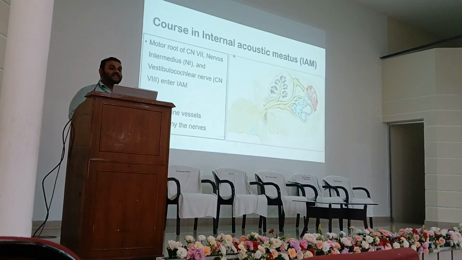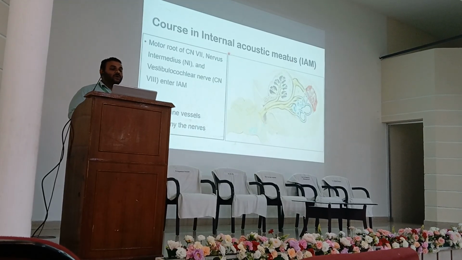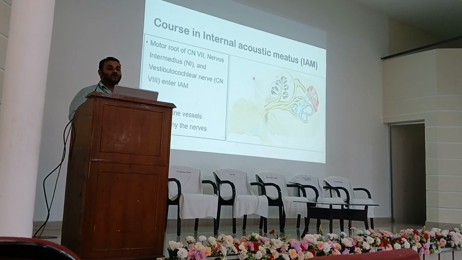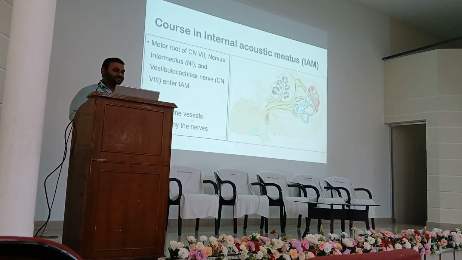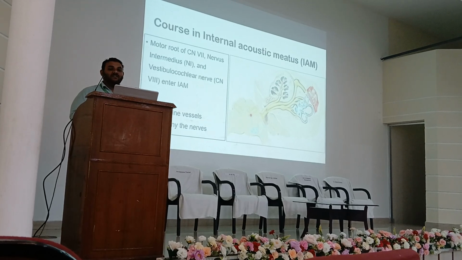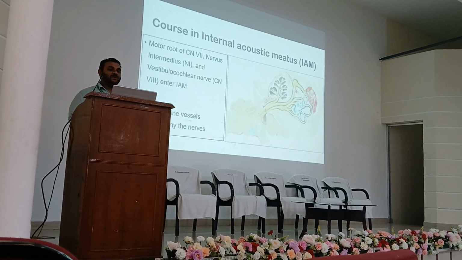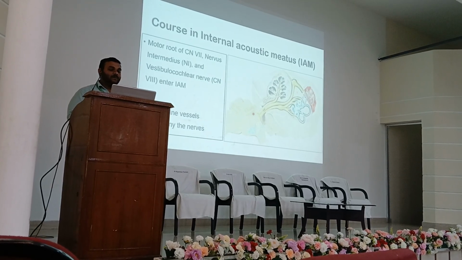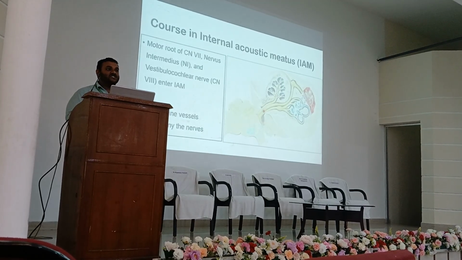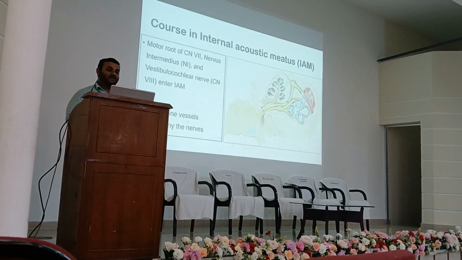The course in the internal acoustic meatus. The motor root and sensory root (nervus intermedius) and the vestibulocochlear nerve enter into the internal acoustic meatus along with the labyrinthine vessels. This is the interior structure of a temporal bone, and this is the pons, and this is the vestibulocochlear nerve and the facial nerve. They enter into the internal acoustic meatus.